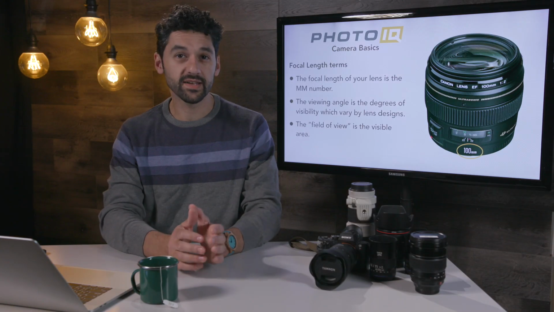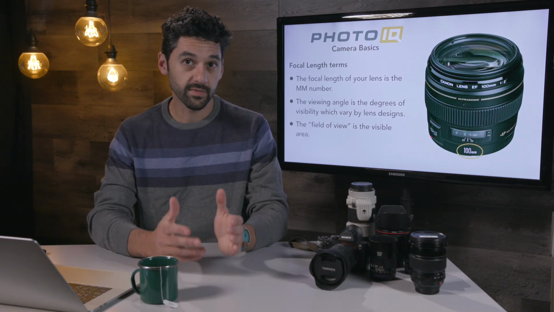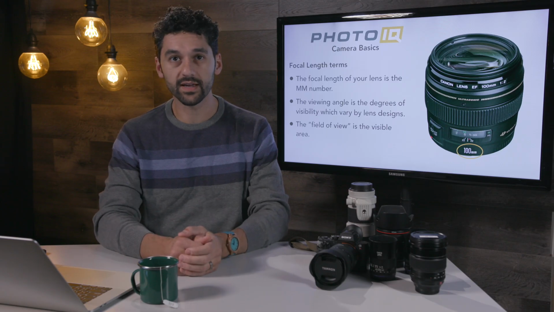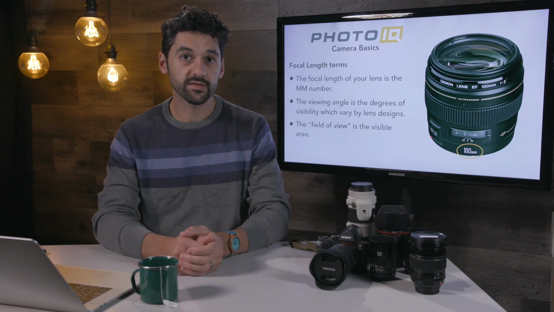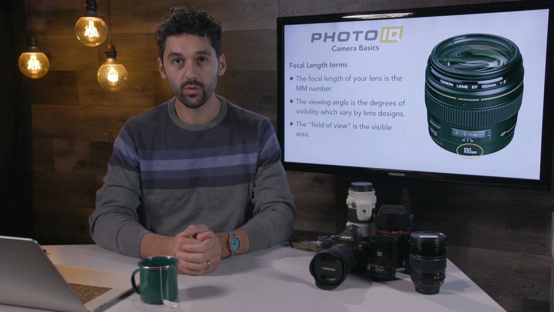Okay, let's start with some basics here. The focal length of your lens is the millimeter number that's imprinted on it. Just like in this lens, this is a 100 millimeter f2 lens by Canon, and you can see circled there on the bottom is 100 millimeters. That is the focal length of the lens. There are zoom lenses which have multiple markings on them, but we're going to get to that in a little while.